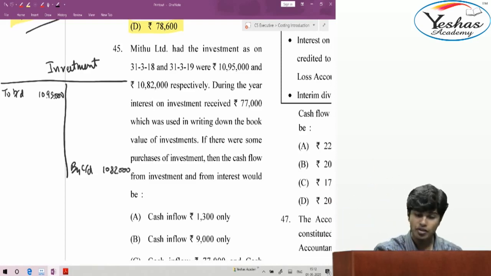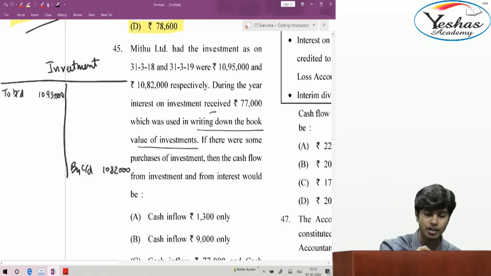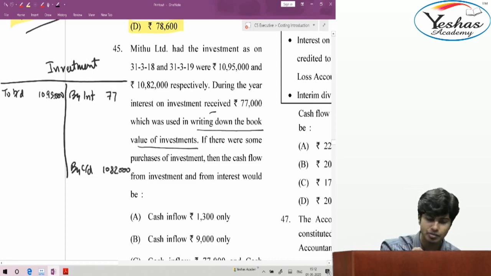This was used in writing down the value of the investment. So they have not transferred it to P&L, they have written down the value. When you say written down, it is a decrease. In here, they would have written it as interest. You get that? They have not written it to P&L, they have written it here. How much is it? 77,000. But that will not change the nature of it. This is definitely an inflow. You have received so much interest.